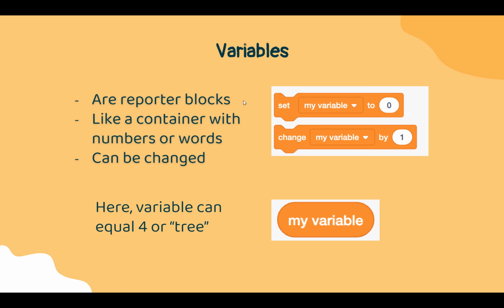Okay, variables. Variables are kind of like a container that you can fit information in. They're called reporter blocks because they report back the information to you. And these can contain things like numbers or words, and you can also change them in the program. So in the example, we can have our variable equal to 4, which would be a number, or tree, which is a string or word.